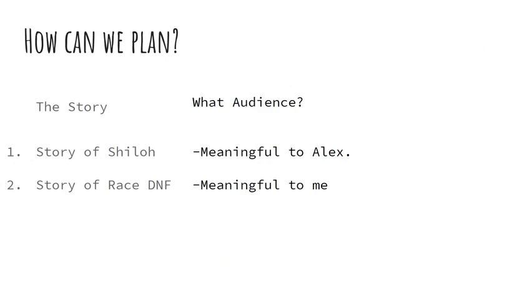How can we go about planning? For today, I'm just going to ask that you start thinking about the stories that you already know, or stories that you already know you want to write, and just list those stories out. And then think about what audience might find the message within those stories meaningful. You can see in this case, I have a story of Shiloh, which, as I've already mentioned, is meaningful to Alex. I have another story about one of my race DNFs last year when I failed to complete a race. That might only be meaningful to me.